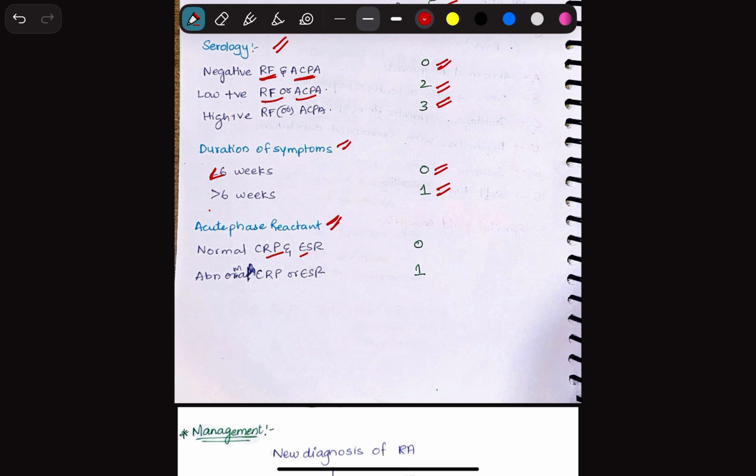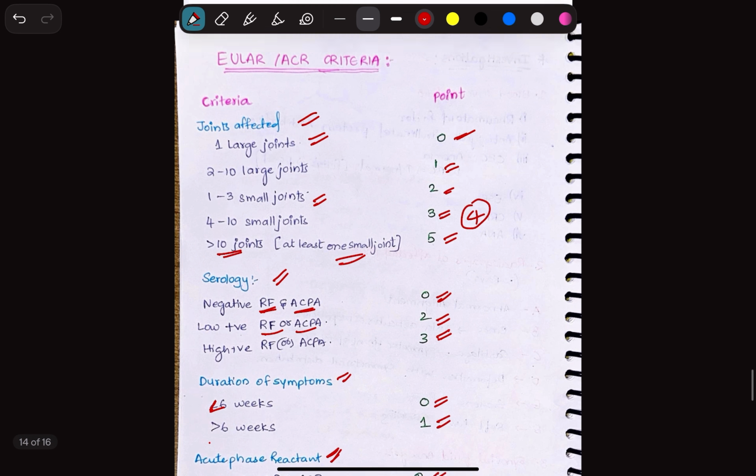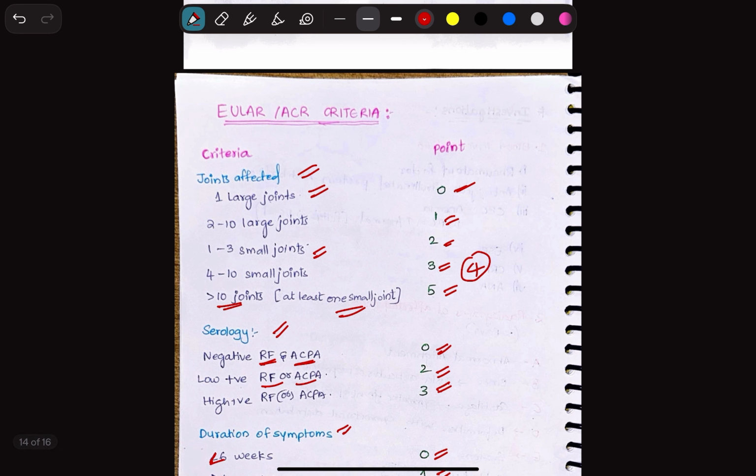Next comes acute phase reactants. If both CRP and ESR, which are acute phase reactants, are normal, the point is 0. If either one, CRP or ESR, is abnormal, that means elevated, the point awarded is 1. So this is the EULAR and ACR criteria.